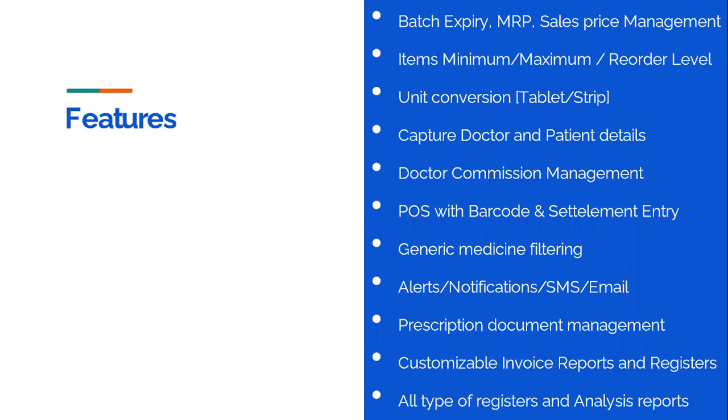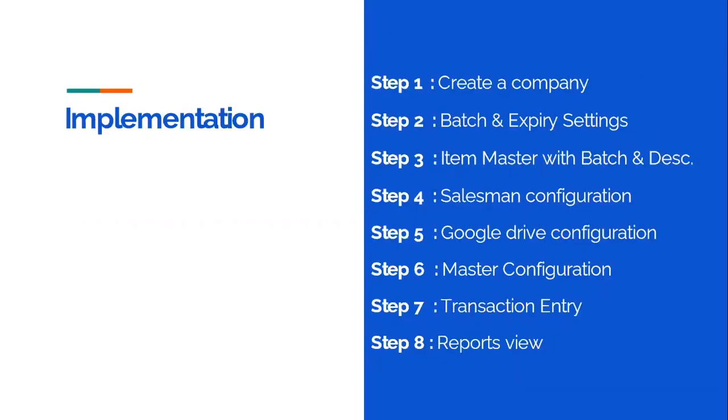Let us move to another slide, that is implementation. The implementation steps will be like this. Step number 1, create a new company. Step number 2, enable the batch and expiry settings from our features and options menu. Step number 3 is item master creation, along with batch and description enabled. Batch we have to enable in each and every item master itself. We have the provision to enable the batch in that.